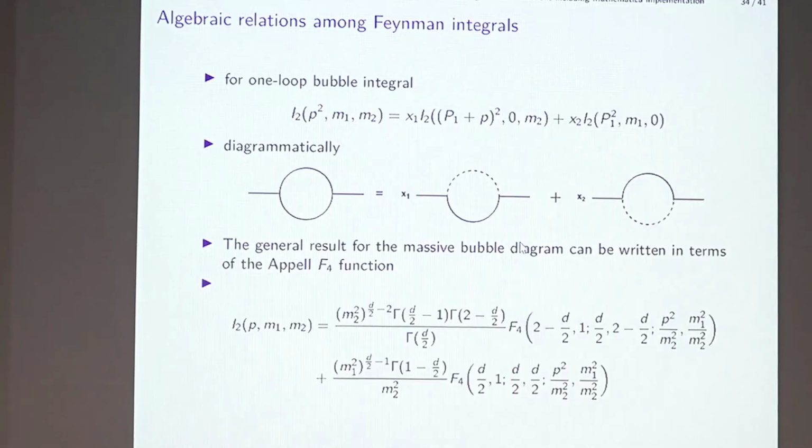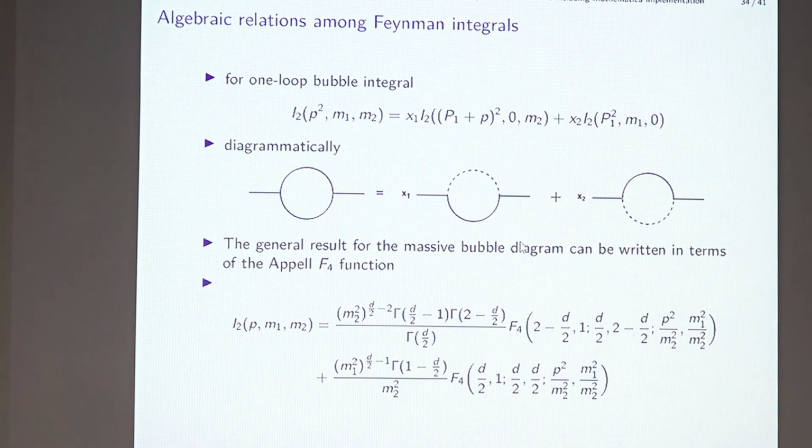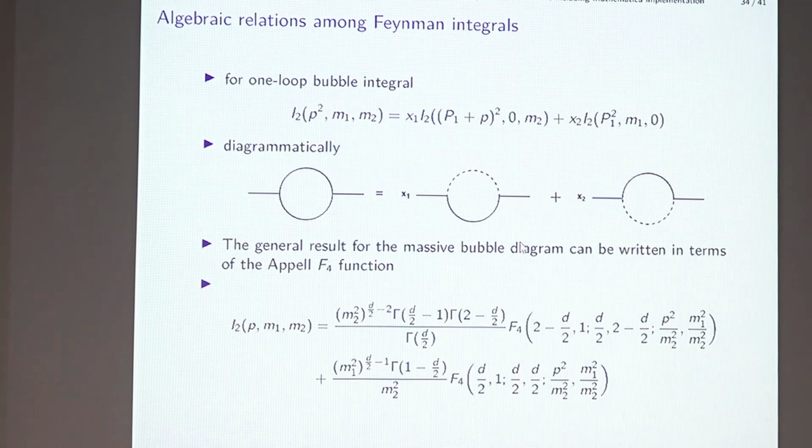Let me see. Yeah. X1 and X2 are unknown linear combinations for which you can solve using the package, and then it gives you the answer for what X1 and X2 are. Okay. So it's an algebraic system which is solved by the package in order for you to get these.